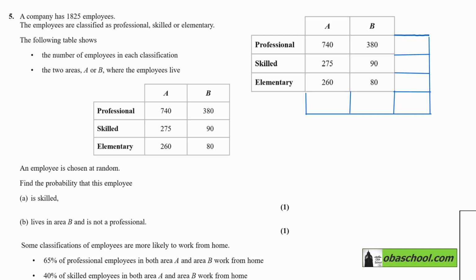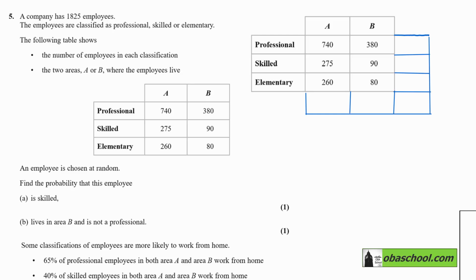A company has 1,825 employees. The employees are classified as professional, skilled, or elementary. The following table shows the number of employees in each classification, and the two areas A or B where the employees live. An employee is chosen at random. Find the probability that this employee is skilled and lives in area B and is not a professional.